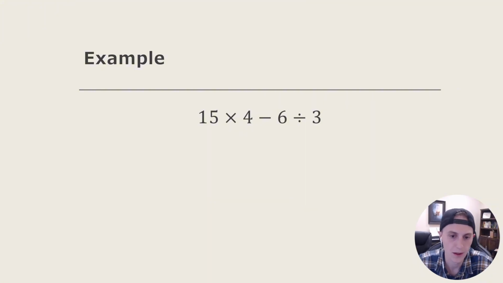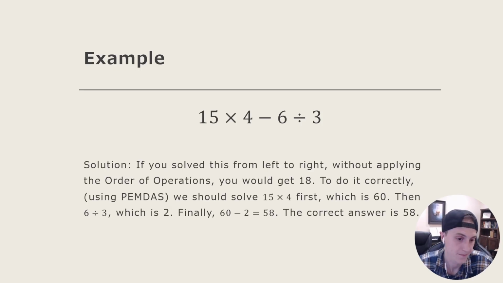So let's do a practice question. 15 times 4 minus 6 divided by 3. Pause the video, figure out the answer, because here is how we do it. If you solve this from left to right without applying the order of operations, you'd get 18, meaning if you did 15 times 4 minus 6 divided by 3, you got 18.